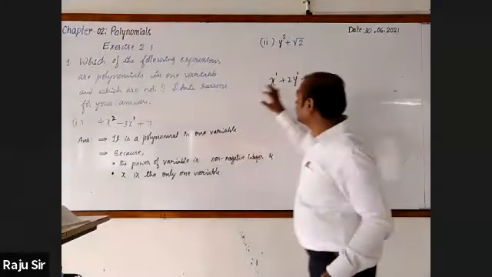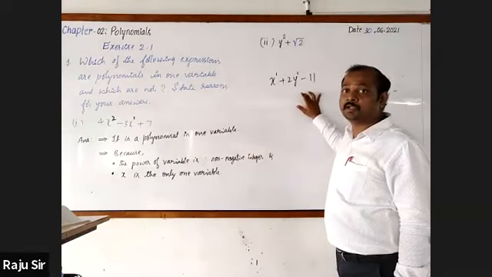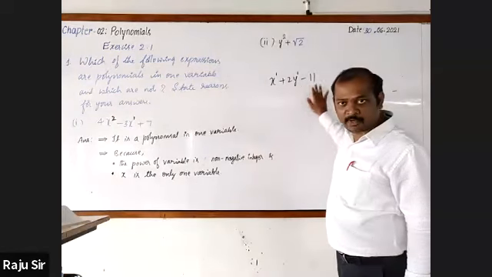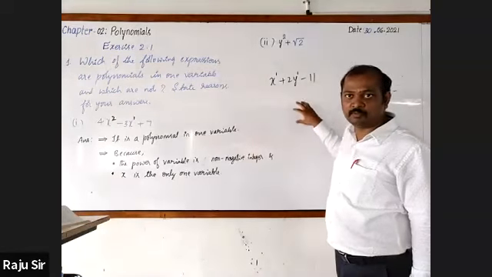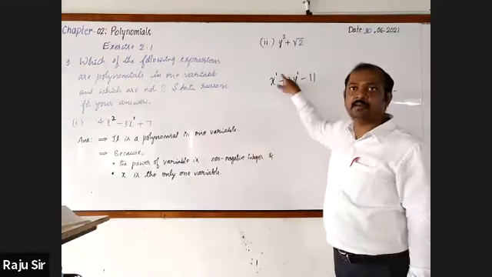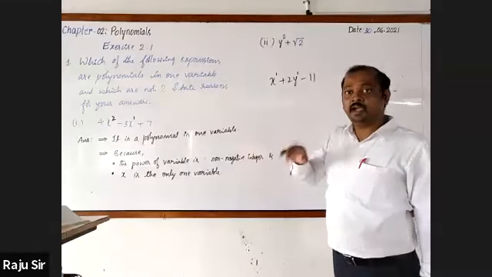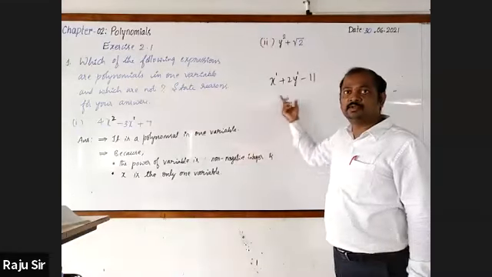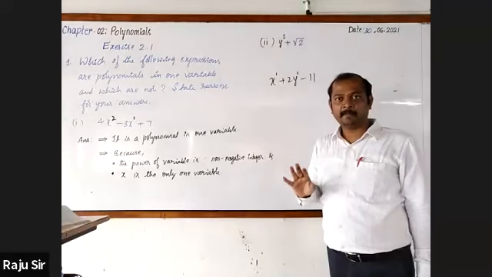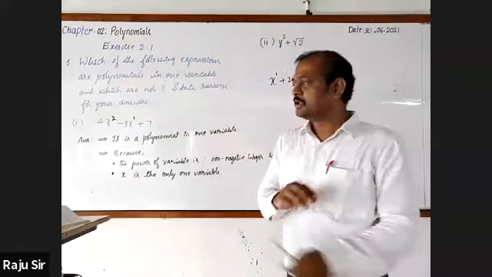So you can write like this: it is a polynomial, but not in one variable. Got it? The reason: in this polynomial, the power of the variable is a non-negative integer, and it has two variables, x and y. Clear? Any doubt? Okay. No, sir.